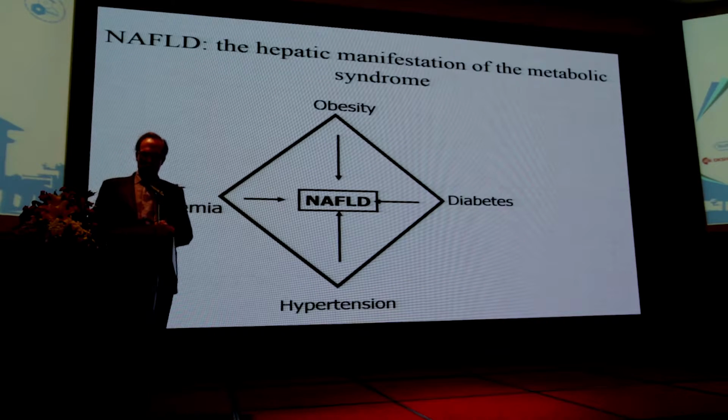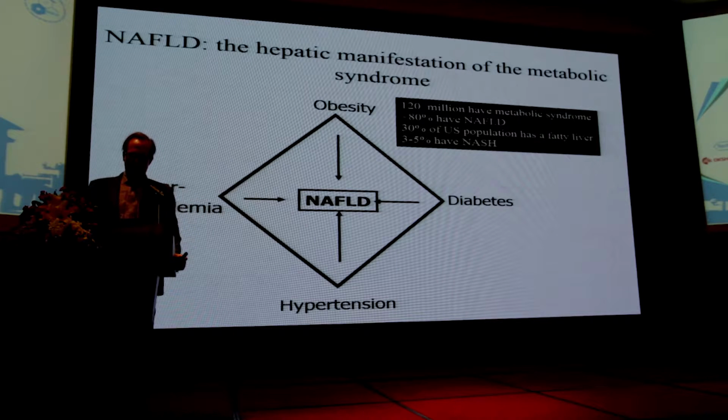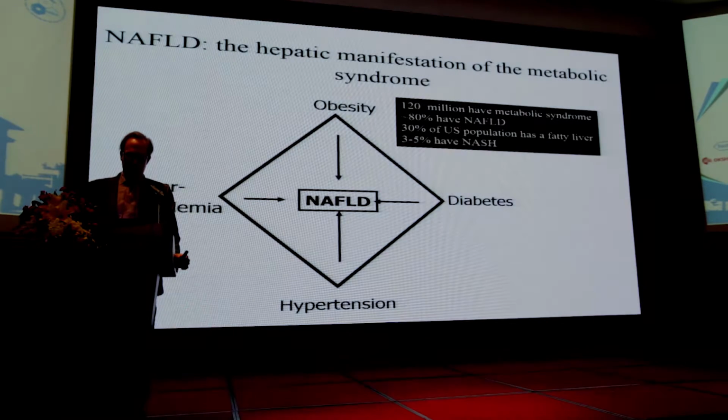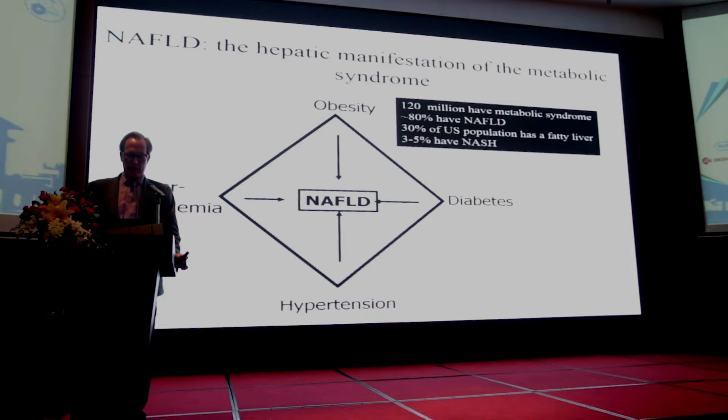You've heard much today about how these different factors interact to cause fatty liver. Today I really focus on what you can do in your clinic with your patients, how to treat and how to prevent this global epidemic of 120 million people with metabolic syndrome, and 80% of those patients have some form of fatty liver. 30% of the US population has fatty liver as well, and a smaller number have NASH.